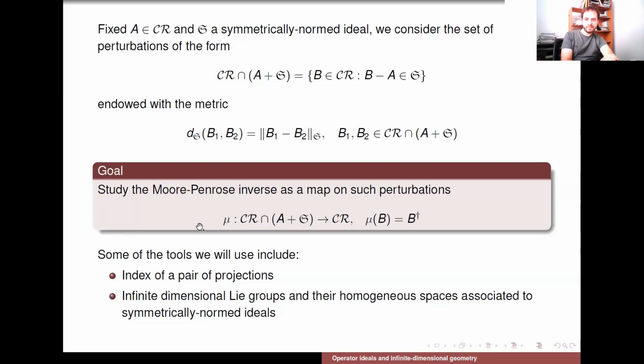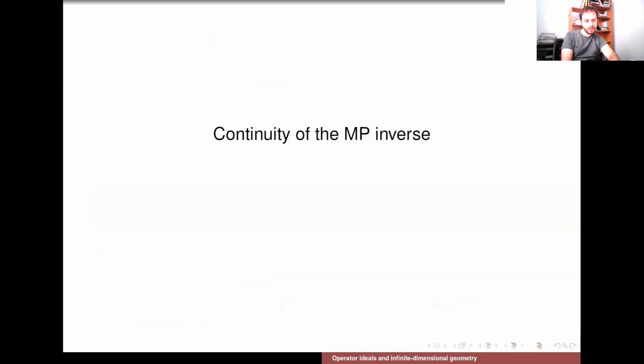So we want to study the Moore-Penrose inverse. From now on it will be denoted as follows, as mu, in this set of perturbations. Some of the tools we will use are the index of a pair of projections and the theory of infinite dimensional Lie groups and their homogeneous spaces associated to operator ideals. So we first try to understand the continuity of the Moore-Penrose inverse.